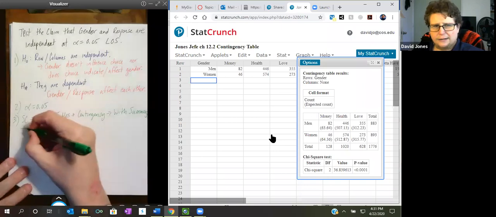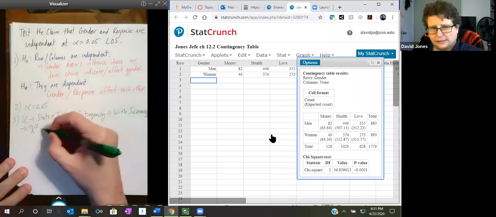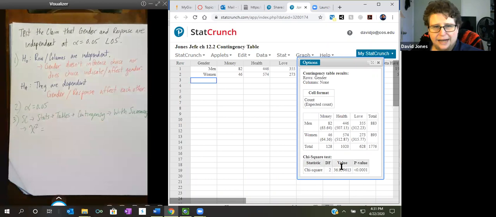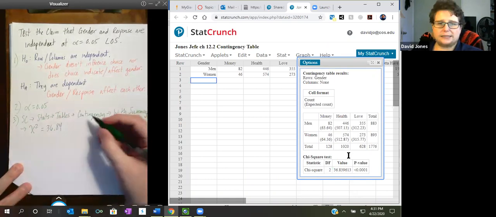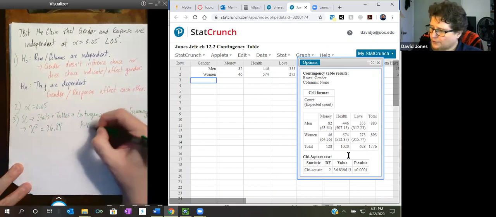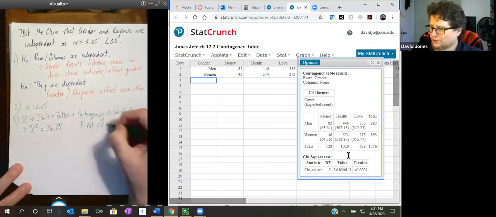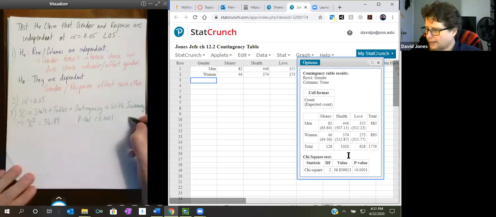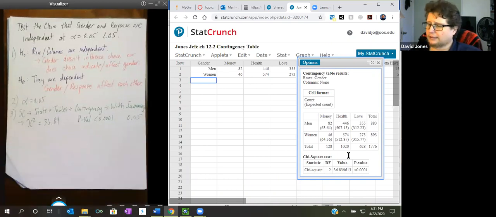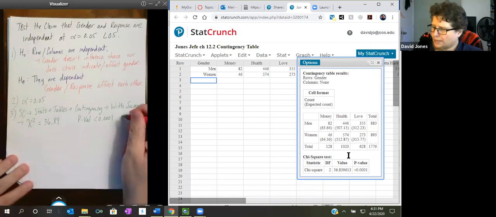This tells me chi-square is where they save value. That's the test statistic right there, 36.84 to 2 decimal places. And my p-value is less than 0.0001. We compare that with alpha. It is much less than that.